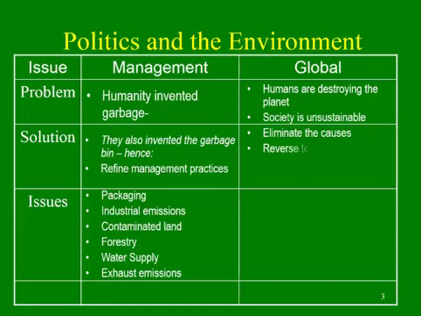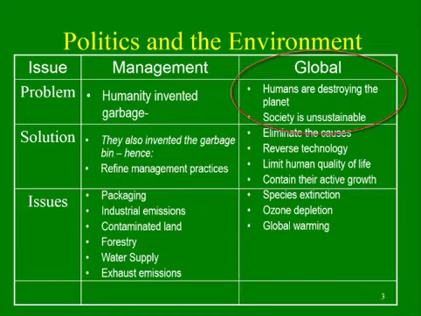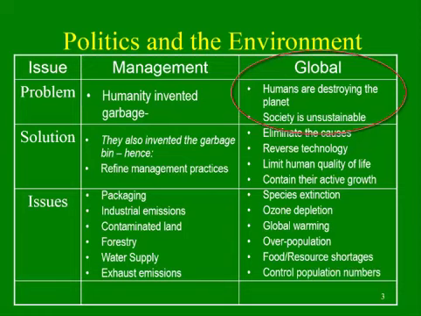And rather than looking at the technicalities of human society and the technology of its operation, we look at more global issues that can be summarized as resulting from the problem that humans, in one way or another, are destroying the planet. And as a result, society as it is going at present is unsustainable. The solution here is to eliminate the causes, and if humans are the cause, the call for reversing technology and maybe limiting the human quality of life are amongst the toolkit for dealing with global problems.